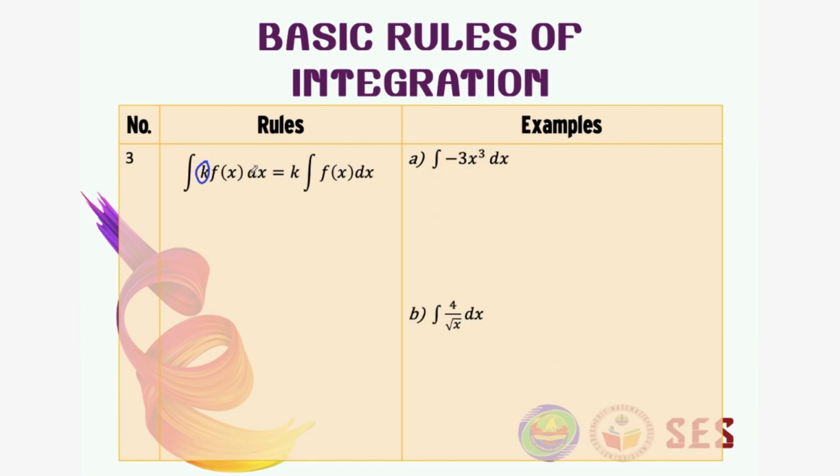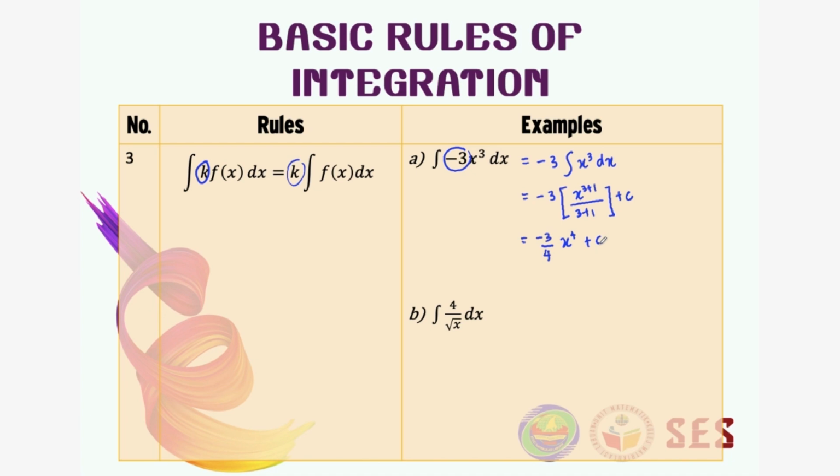So we have a constant multiplied by a function f dx. So we can bring out the constant and we just integrate the function left. So for example, in this equation, we have negative 3 as our constant, so we can bring out our negative 3. So what's left is x to the power of 3 dx. Okay, so we integrate, we should get x to the power of 3 plus 1 divided by the power, and don't forget our c. So we should get negative 3 divided by 4 multiplied by x to the power of 4 plus c.